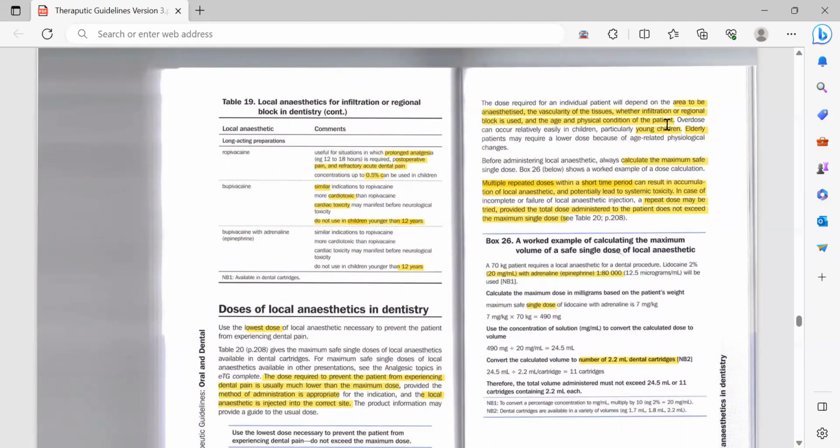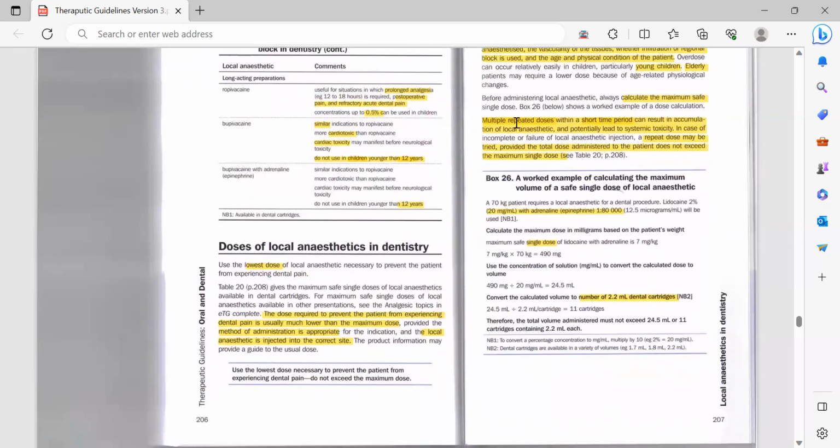And how can this happen? What are the variable factors? The area to be anesthetized, the vascularity of the tissues, whether you are giving infiltration or a regional block, the age of the patient, the physical condition of the patient. Okay, and overdose can very easily occur in children, particularly young children. And for the elderly, because of age related changes, their bones have become very thick, we may require a lower dose.